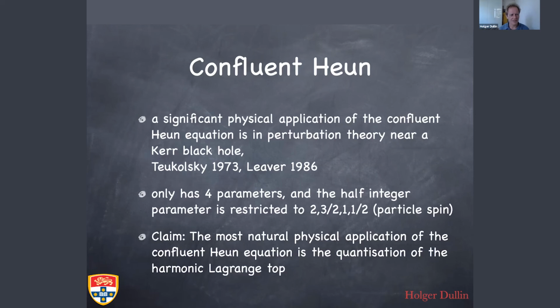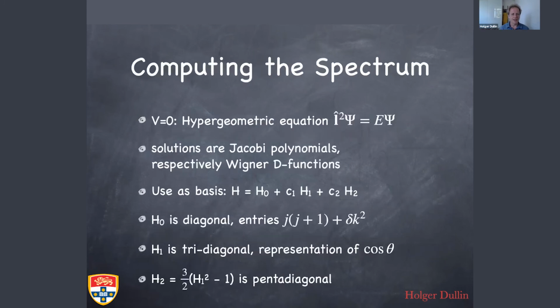Of course, black holes are also cool, right? So, I mean, that's another application of the Confluent Heun equation. However, they're missing one parameter. So for the Kerr black hole, I guess they don't have this freedom of just adding a potential as we do. Right. Okay. Just a quick remark.